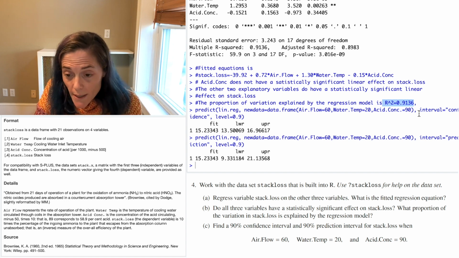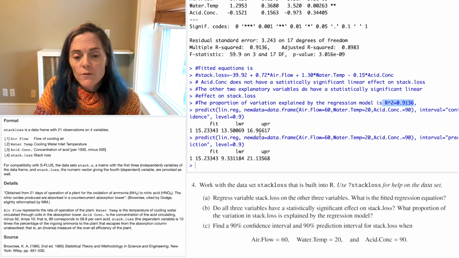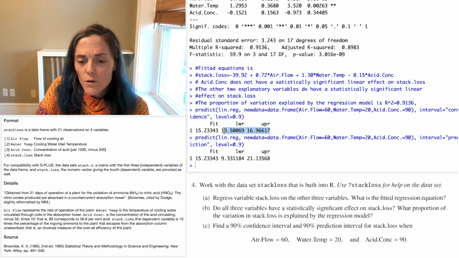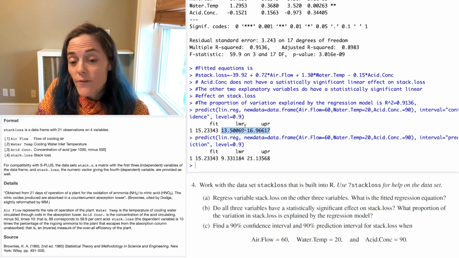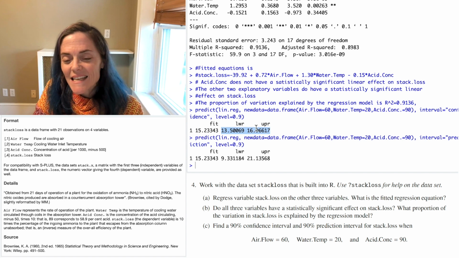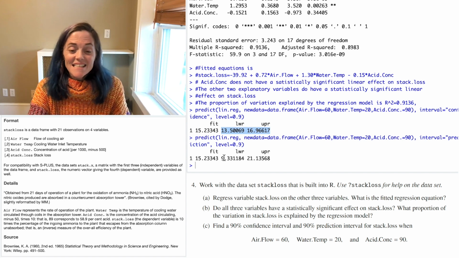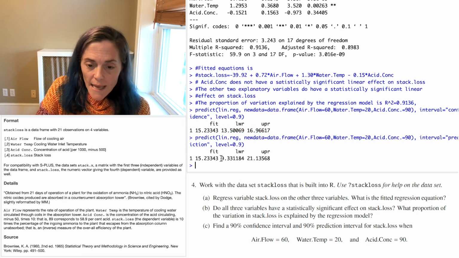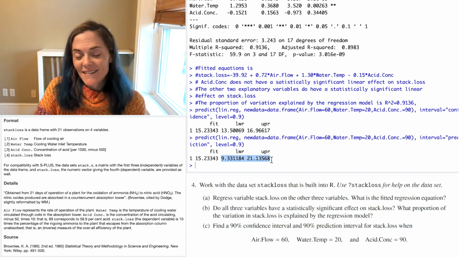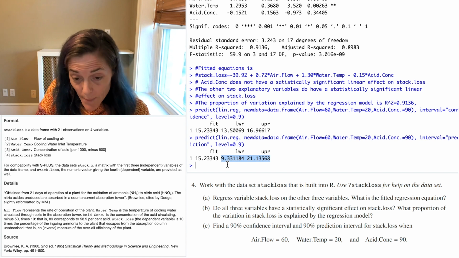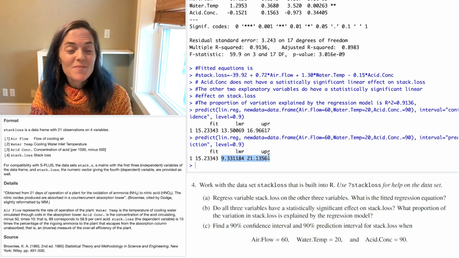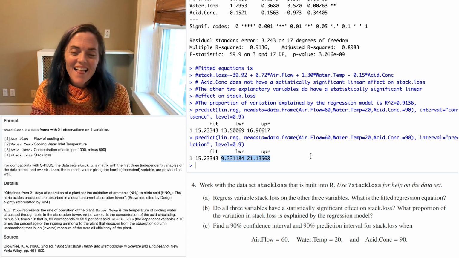The first one is the confidence interval, and it's here. Goes from 13.5 to 16.97. The second one is the prediction interval. This one is much wider. Prediction interval goes from 9.33 to 21.14.